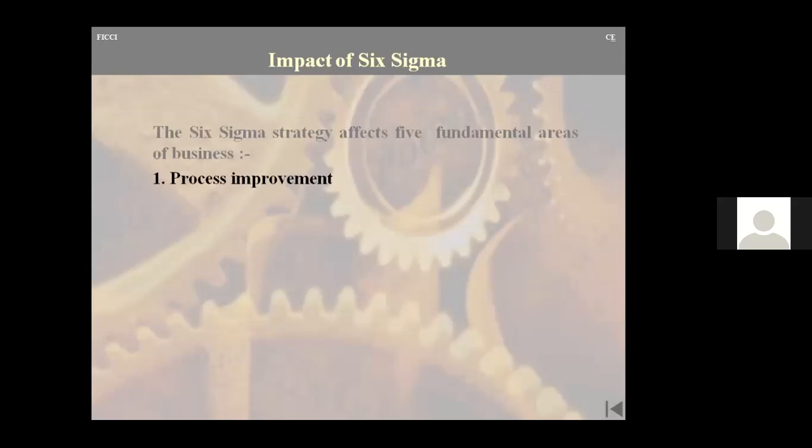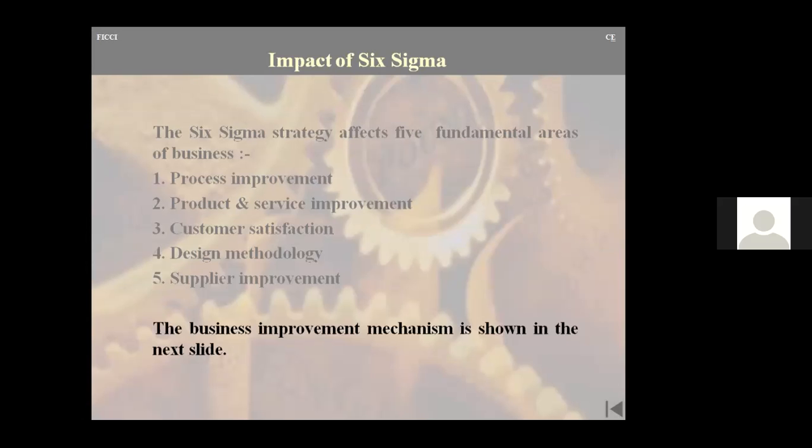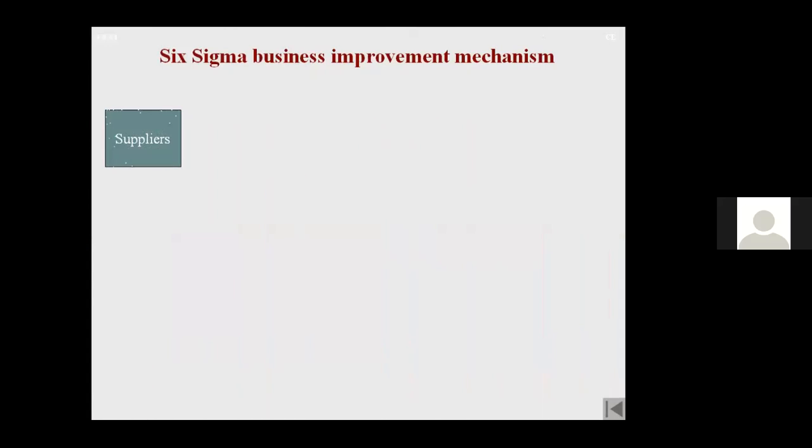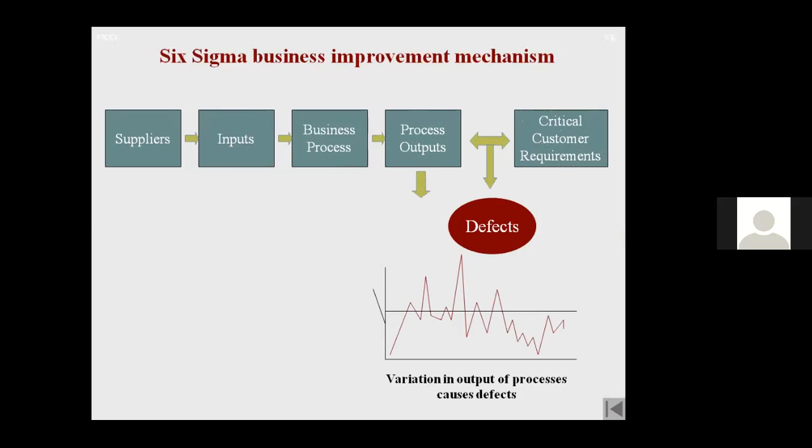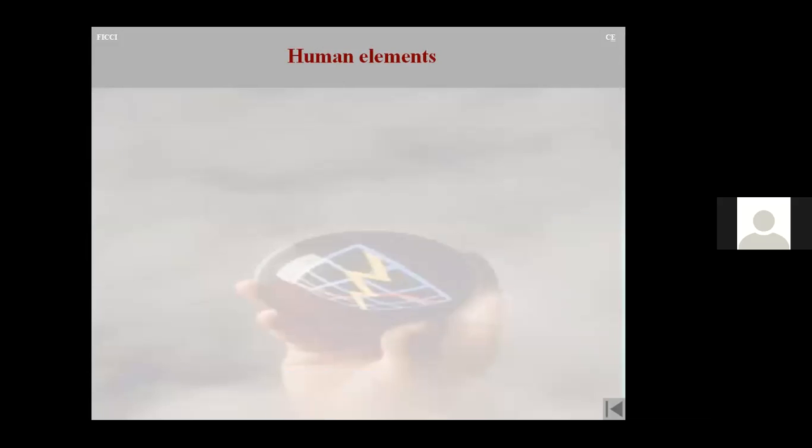So Six Sigma, just summing up what we have studied till now, covers process improvement. It covers product and service improvement. Both of these lead to better customer satisfaction, better design methodology, and supplier improvement. Together, suppliers give inputs, the business process is improved, the process outputs are there, and the critical customer requirements, the feedback from the customers, can be interpreted in terms of defects, and the variation can be studied, and all these processes can be improved by Six Sigma.